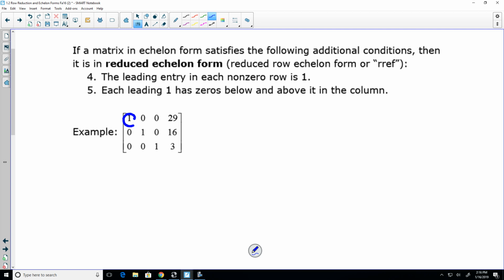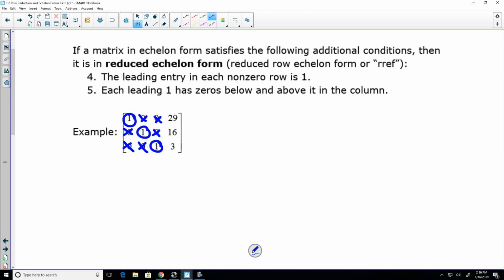So we have these leading entries here, and we eliminate all the entries below the leading ones. We also eliminate all the entries above the leading ones. And if you can do that, it's reduced row echelon form. The book calls it just reduced echelon form, which is not REF. That's RREF. That's what's confusing.